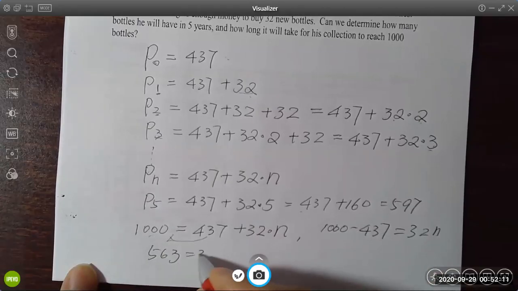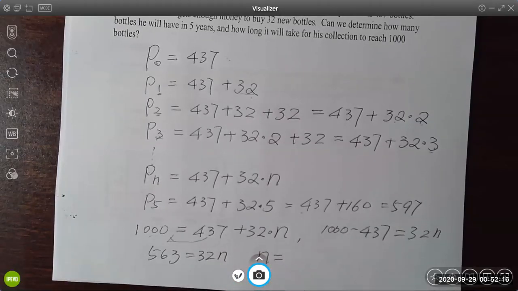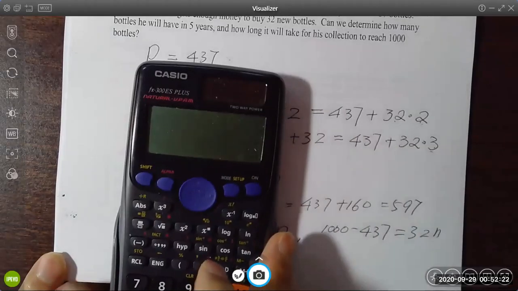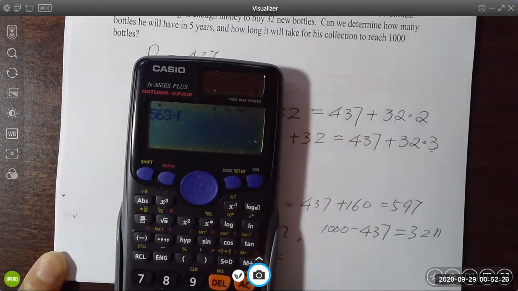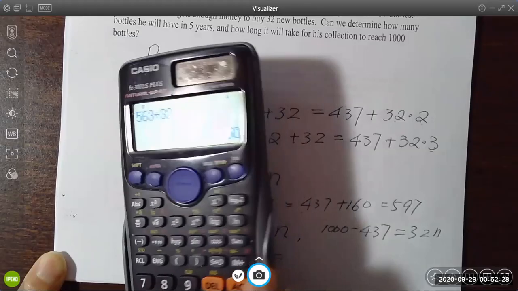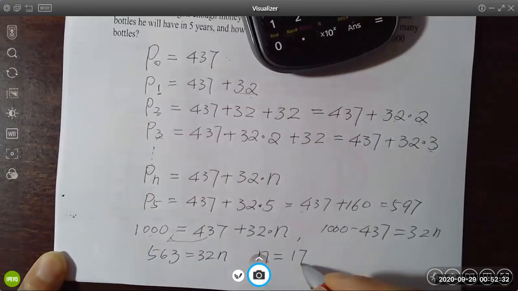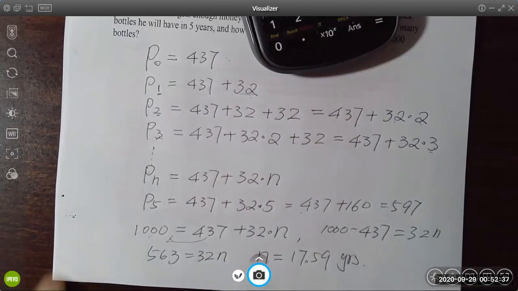And equals 32n. So all we need is to divide by 32 on both sides. So let's do the calculation. 563 divided by 32 is 17.59. This is in years. So between 17 and 18 years, around that time, he will have 1,000 bottles.